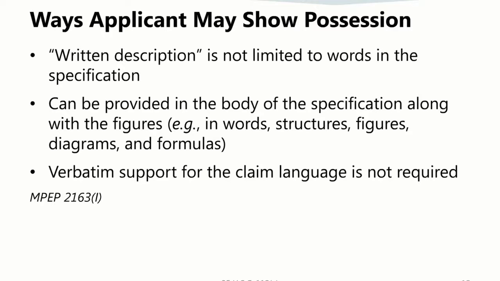Applicant does not have to describe the invention literally or in great detail, as long as the disclosure allows one of ordinary skill in the art to recognize that applicant has invented and is in possession of what's being claimed. This includes not merely describing what the invention does, but also its structure.